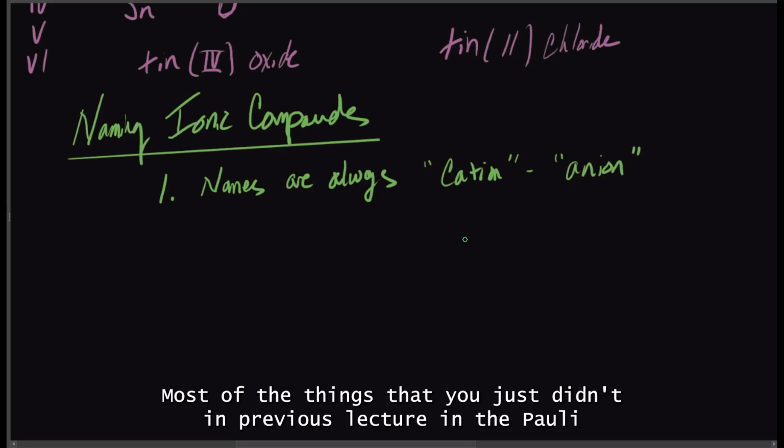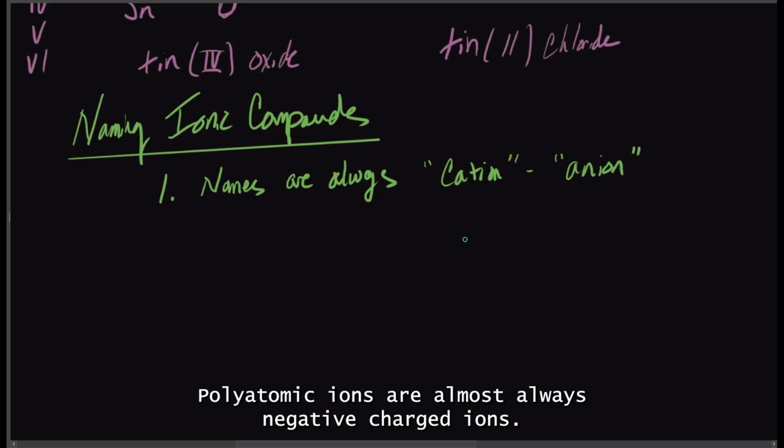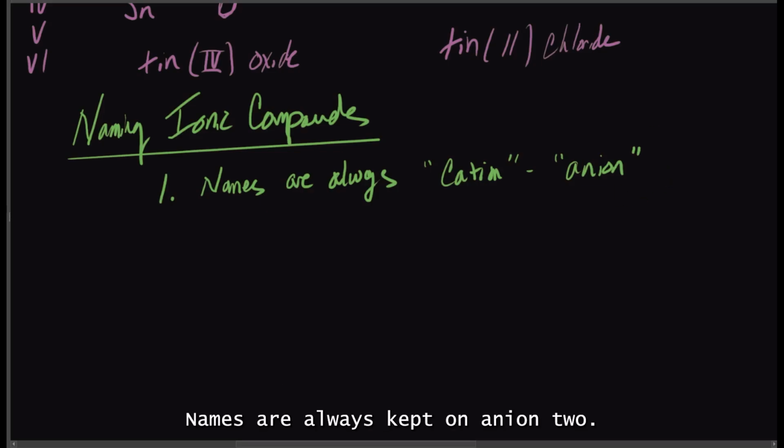Most of the things that you just did in your previous lecture in the polyatomic ions were anions. Polyatomic ions are almost always negatively charged ions. There are only a couple of positively charged polyatomic ions. All right, names are always cation, anion.